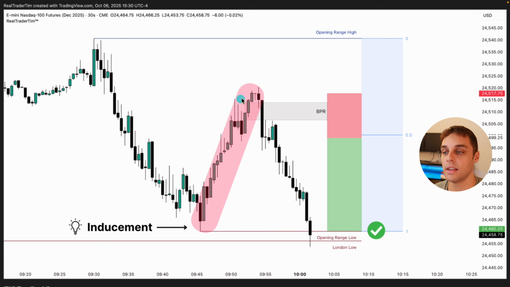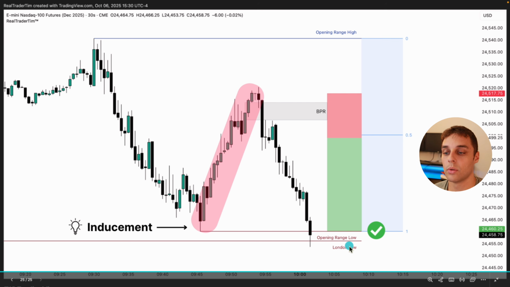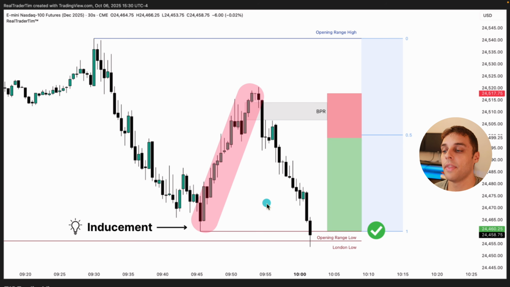Now, this is a great example of scenario A, where we do get that deep inducement leg, and we don't want to be fooled into thinking that, okay, this is a low of the day. Now, why? Opening range low. What is that just short of? London low. So when you see two session lows stacked on top of each other, in very close proximity, that is the most likely draw on liquidity.